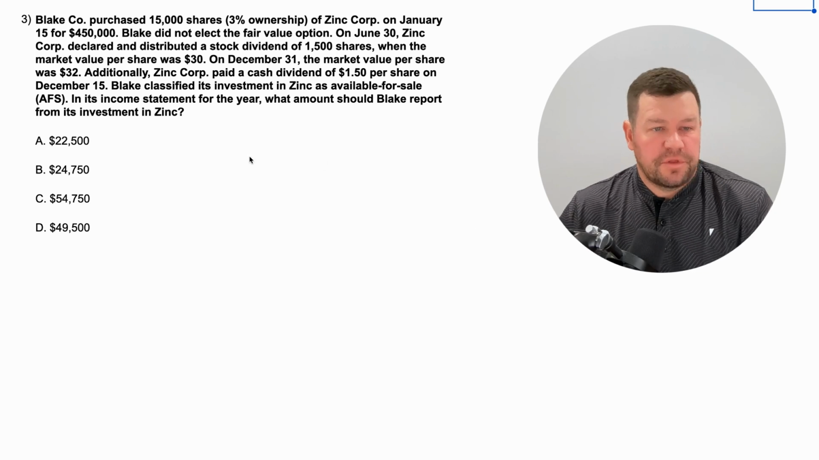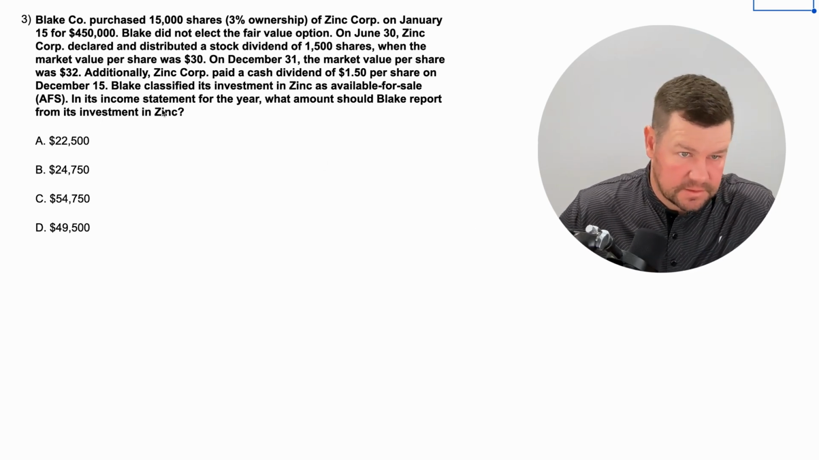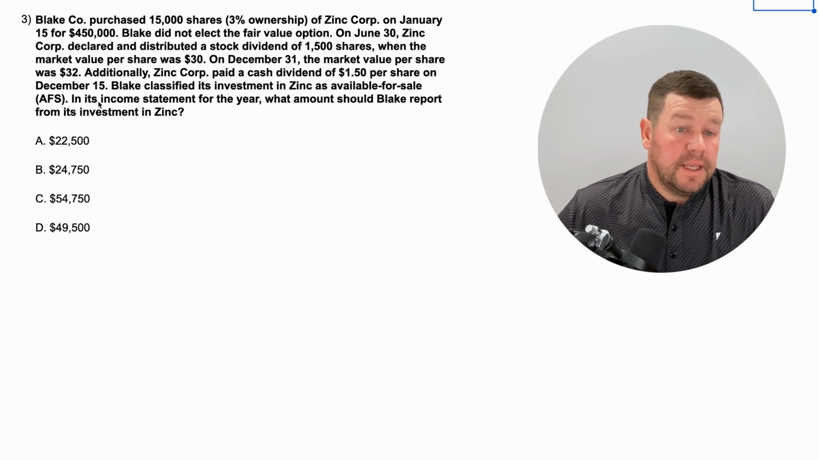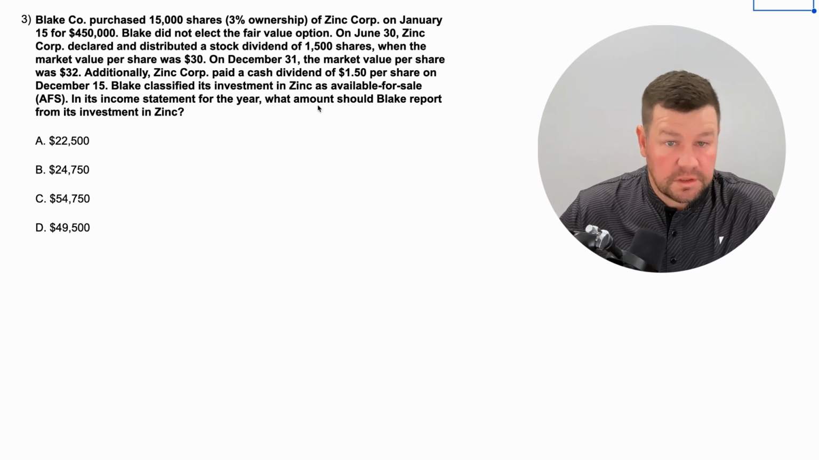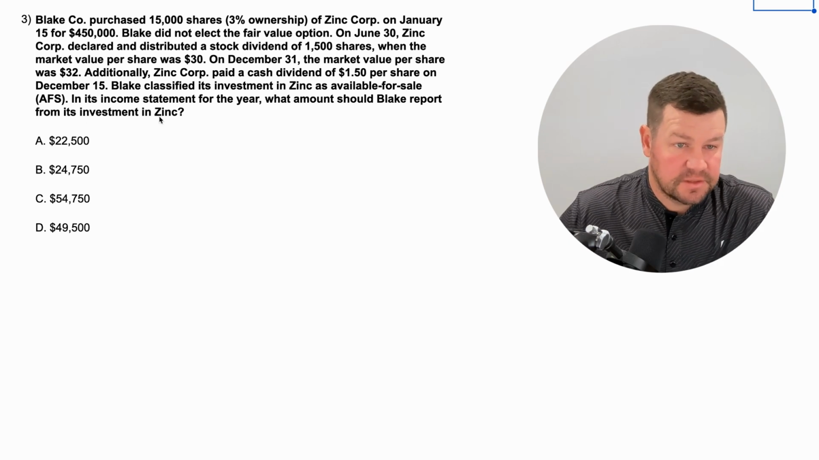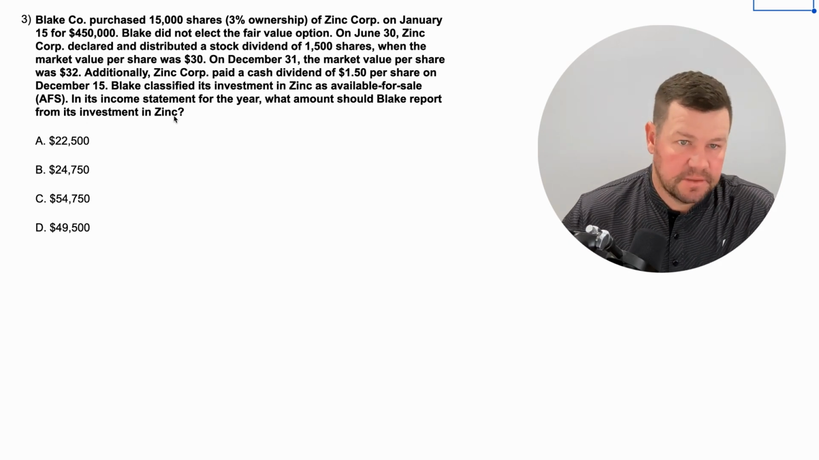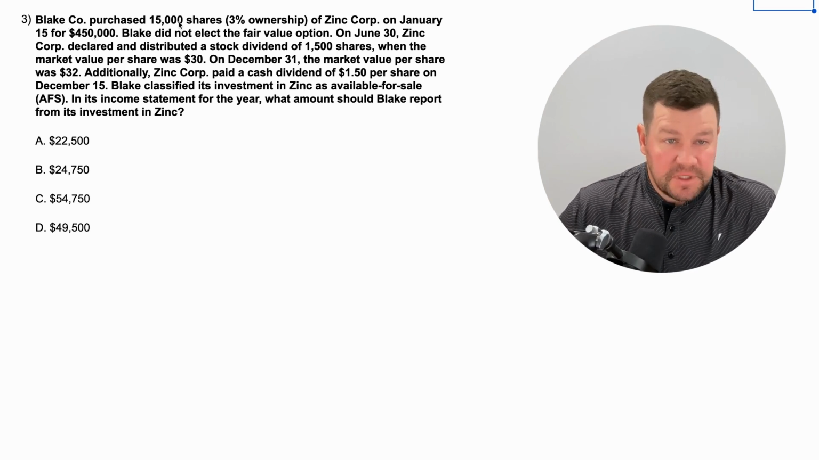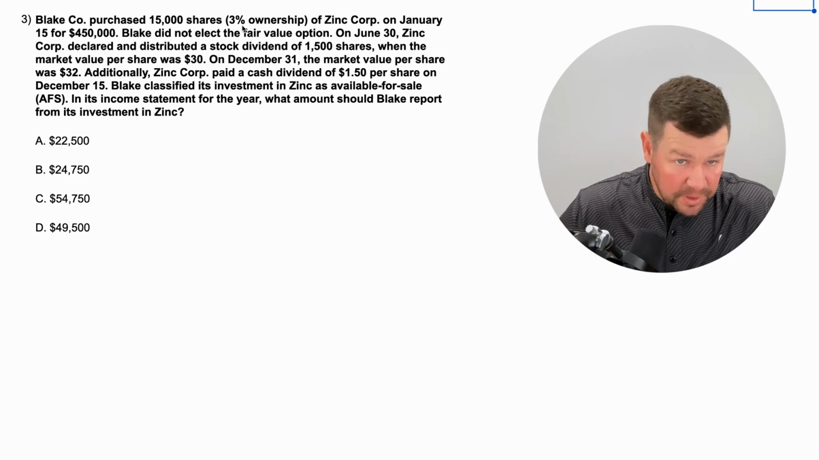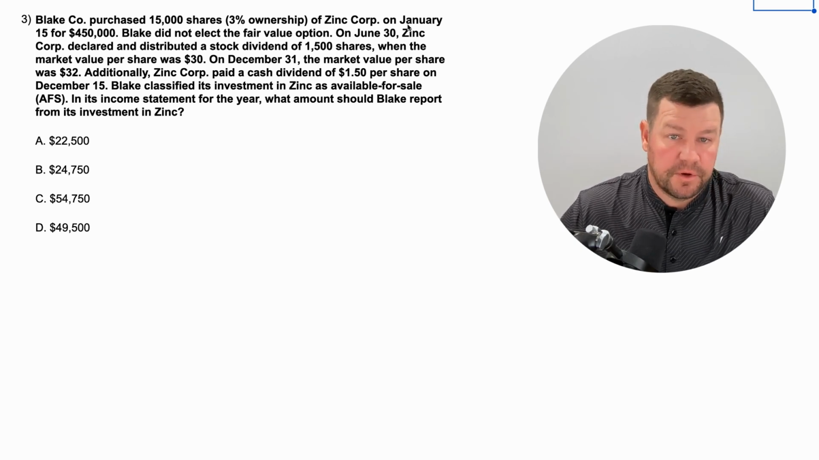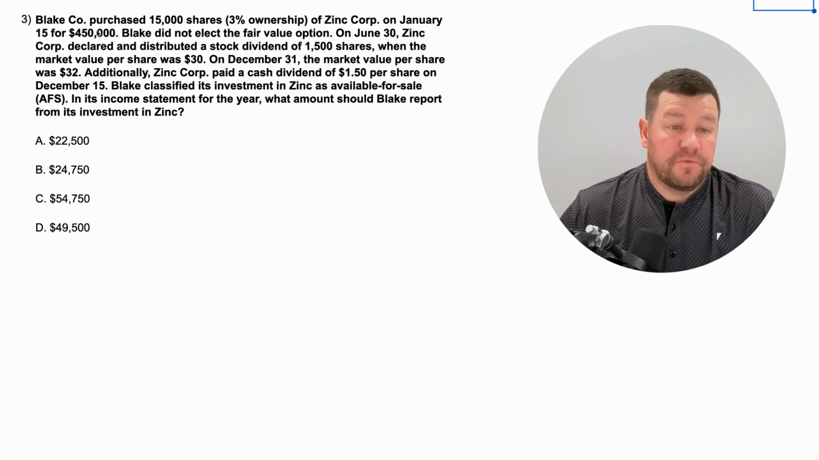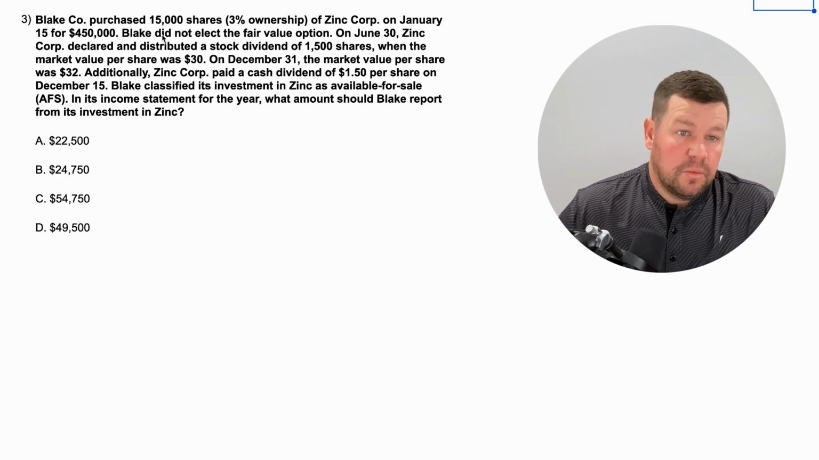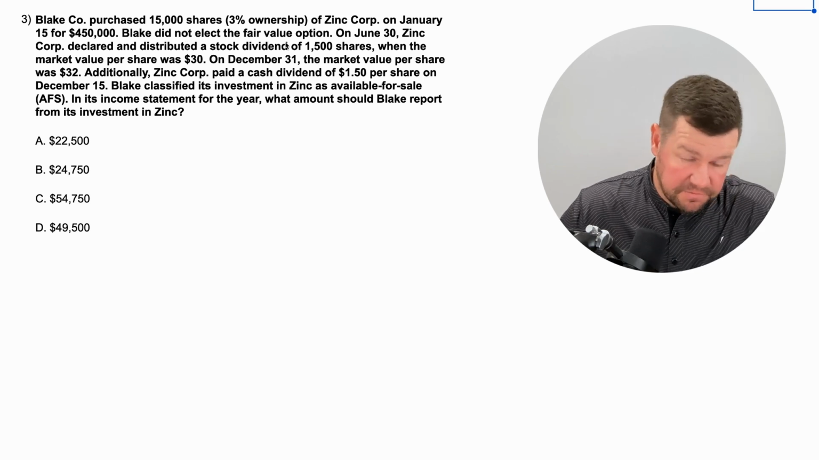Okay, question number 3. Let's start with the last sentence. In its income statement for the year, what amount should Blake report from its investment in Zinc? Okay, so we've got the same setup as the last question. Blake purchased 15,000 shares, giving them 3% ownership of Zinc Corporation on January 15th for $450,000. Blake did not elect the fair value option.